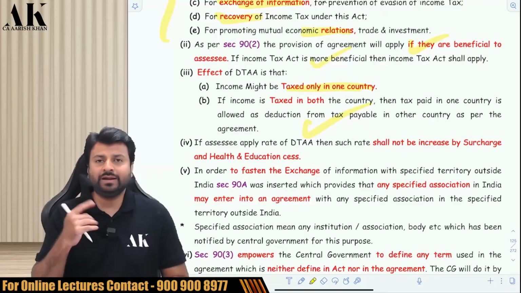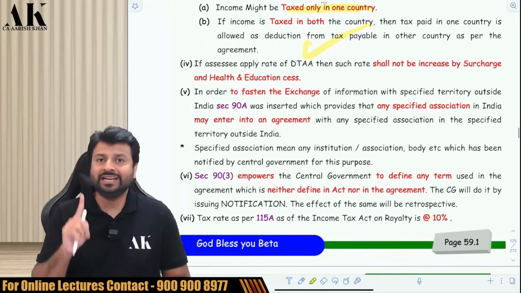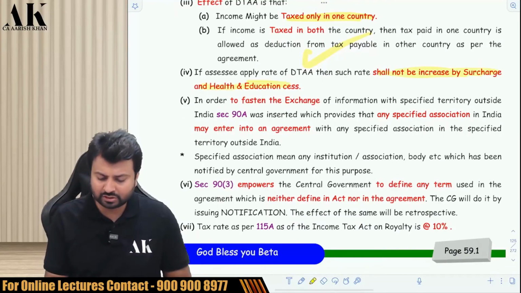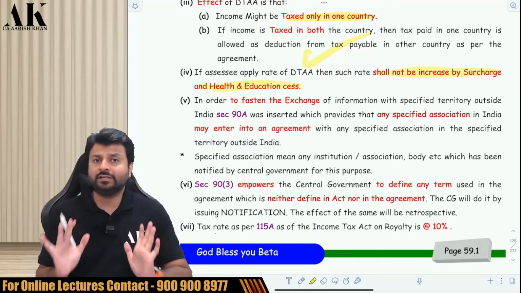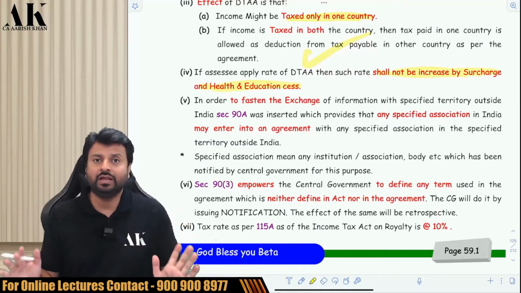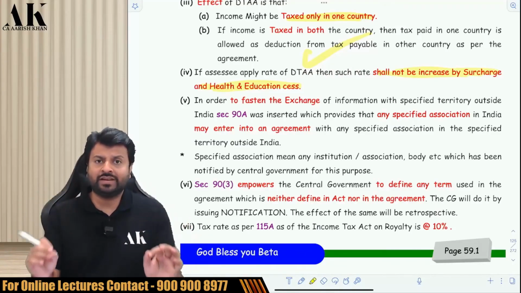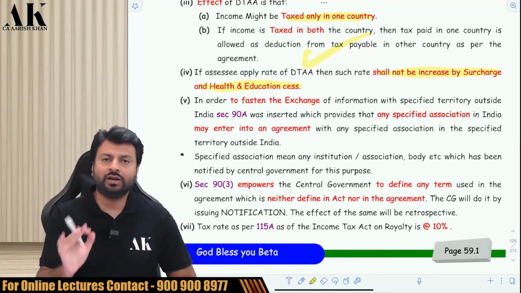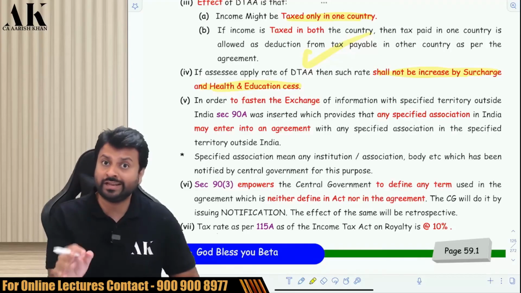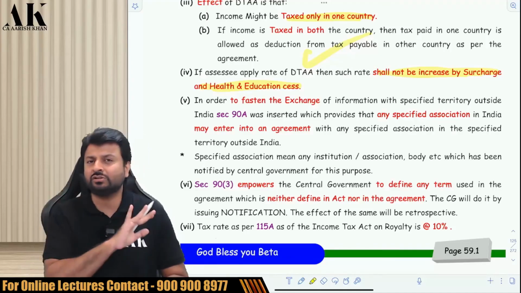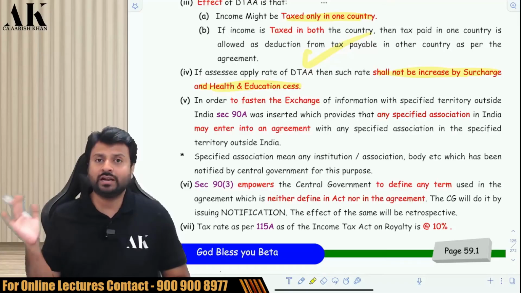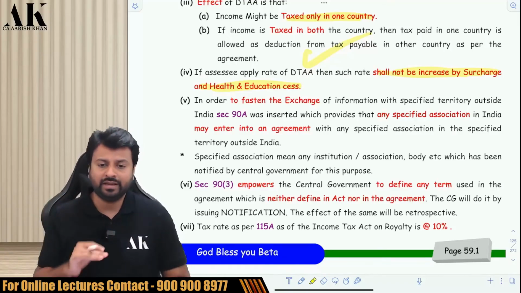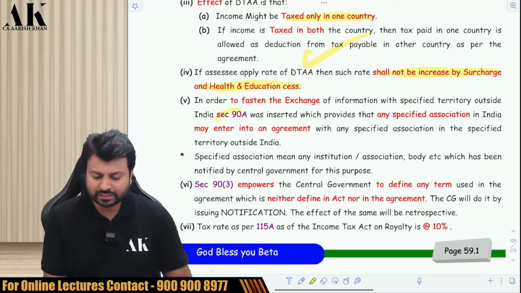Okay, now one important factor which I have told you earlier also, that DTAA rates, if the tax rate is mentioned in DTAA, they are not further increased by surcharge or health and education cess. Be very careful. The DTAA rates are final and conclusive in every sense. If DTAA says that royalty is taxable at 10%, then it is 10% only. You should not increase by cess, surcharge. All those things are not relevant in DTAA. Those are relevant in the context of the Income Tax Act 115A, not in relevance of DTAA.